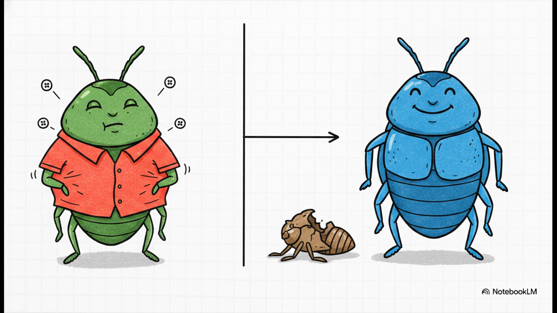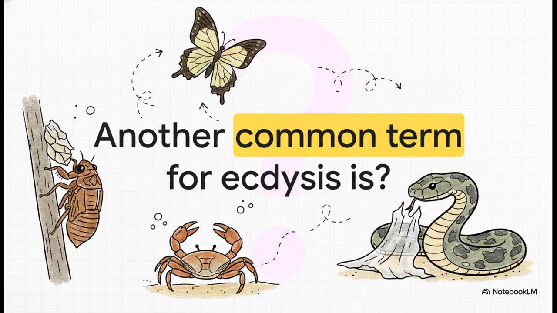The correct answer is C, to create room for growth. Remember our tight shirt analogy from earlier? That old, rigid skeleton is exactly like a shirt that is just way too small. It literally cannot expand as the insect gets bigger. So shedding it creates that absolutely essential room the insect's body needs to grow. You are doing incredibly well. Let's tackle our final question.